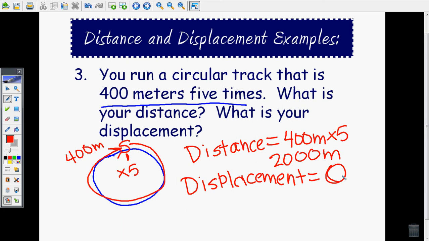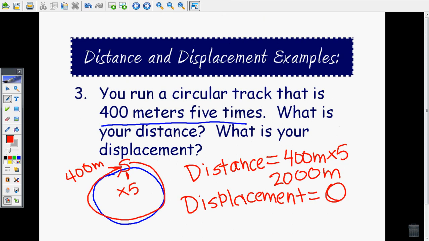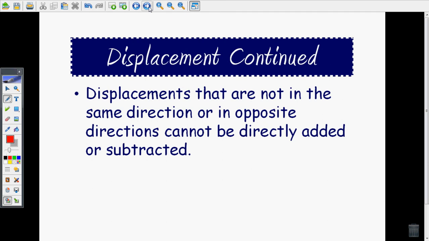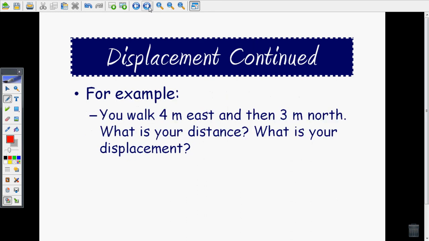Now, every example we did so far is a nice, easy example where you're going there, you're going back, so you can use subtraction or logic, obviously, to get the answer. Now, they won't always be that way. Displacements are not always in the same direction. They might be in opposite directions, so they can't always just be added or subtracted, so we need to do another step.